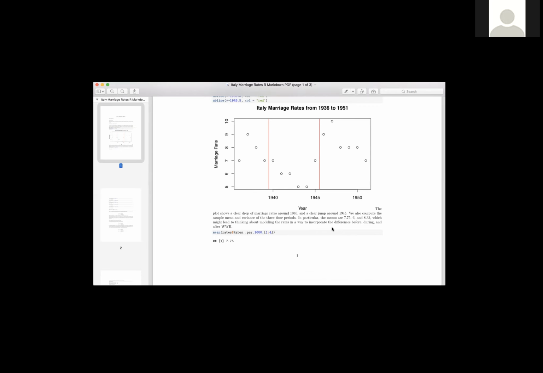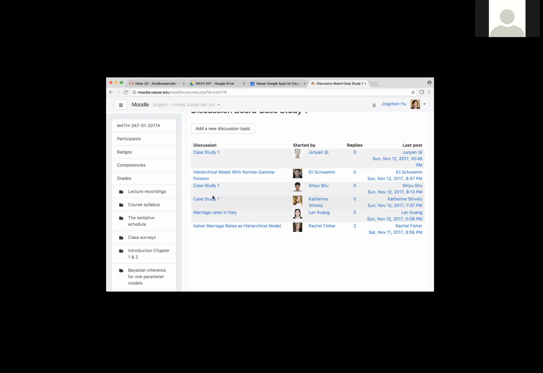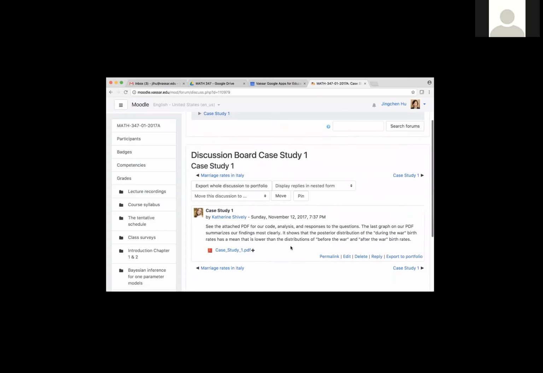Although that's definitely something to think about. But if you compare our final plot of the posteriors, some of the groups that did varying variances, they look pretty similar. And we basically found that the during-the-war rates were distributed with a mean that was a lot lower than the other two groups.